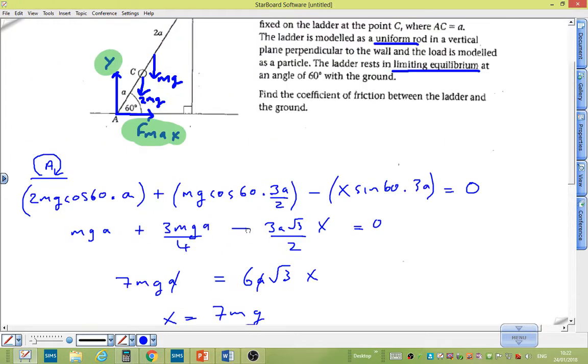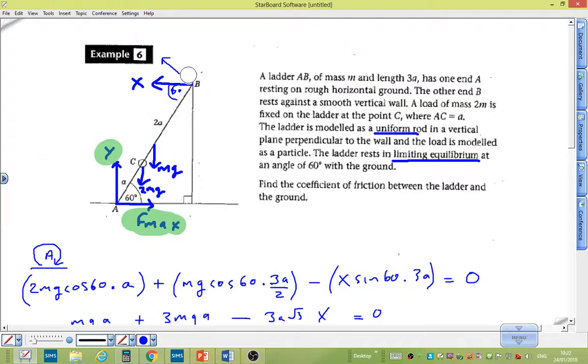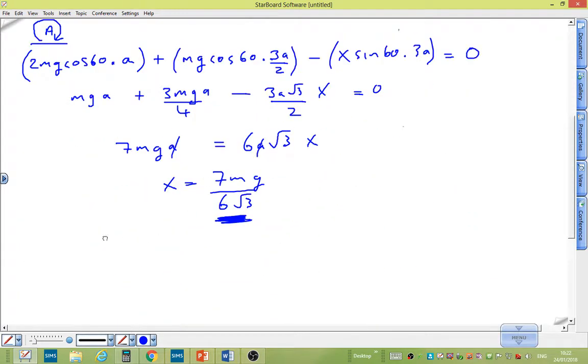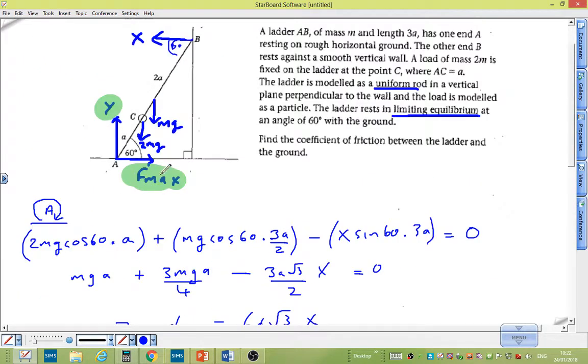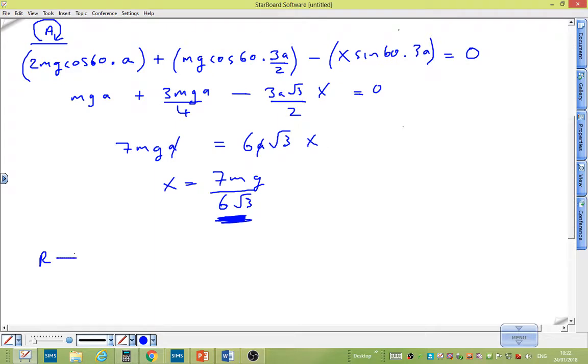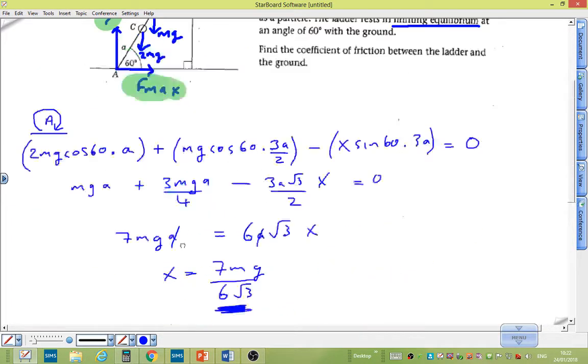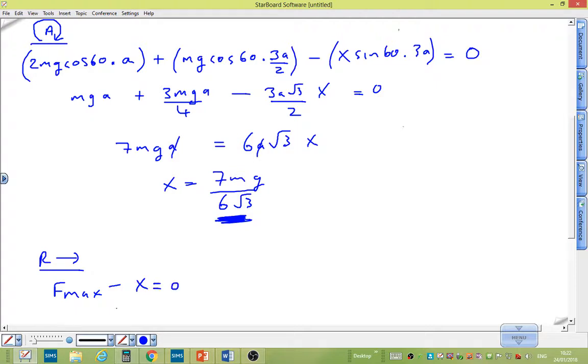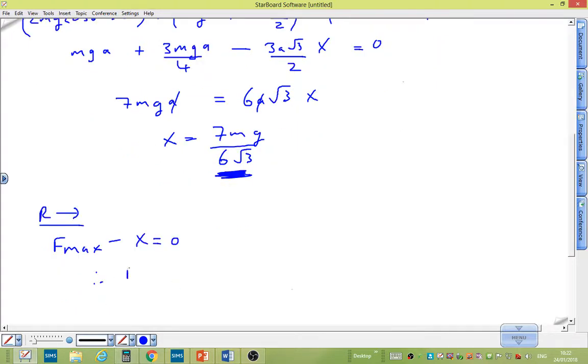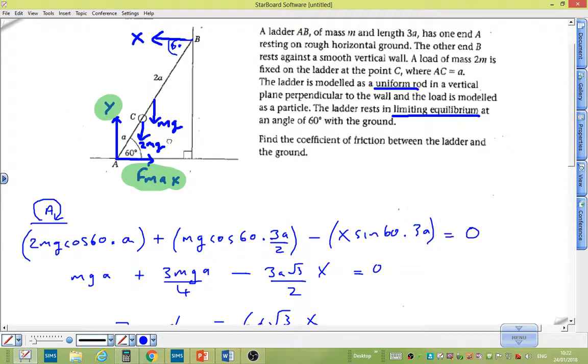So that's what x is. Now we're going to resolve horizontally. I'm just going to rub that out because it's messed my diagram up. We're going to resolve horizontally, and I'm going to say the unknown is f max. I'm going to say that's the positive direction. So resolving horizontally, I've got f max minus x, the only other horizontal force, is equal to 0. And therefore f max must equal 7mg over 6 root 3.